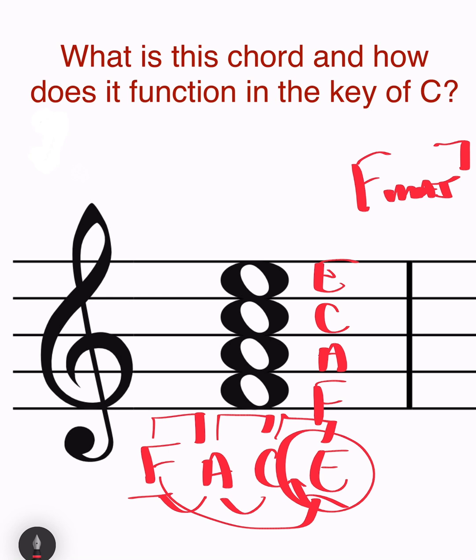Now finally, the last part of the question here, how does it function in the key of C? You have to know your C major scale. I think most people do. It's the natural notes C going up to the next C. And the note F is the 4th scale degree. So this here would function as the 4 chord, which is a major chord, and we have the 7th, so we can say this is the 4-7 chord in the key of C, and the chord itself is an F major 7.